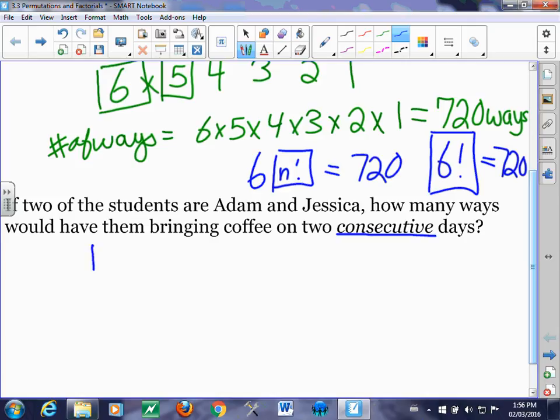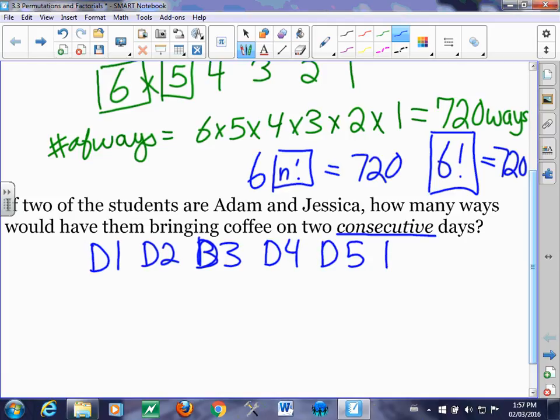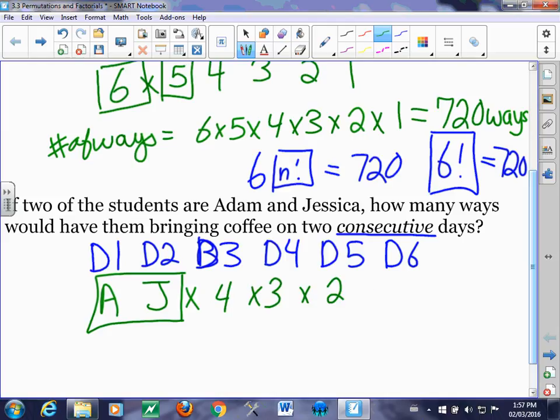So let's just go over this scenario. Day 1, day 2, day 3, day 4, day 5, and day 6. Let's say we start with Adam going the first day, and because they have to be consecutive, then Jessica goes the next day. They are lumped together because they're consecutive. So if those go the first 2 days, how many people do I have left to go day 3? Hopefully you realize there's 4, and then 3, and then 2 people left, and then 1 person the last day. Remember the box of Adam and Jessica, they're fixed. So just 4 times 3 times 2 times 1 equals 24.